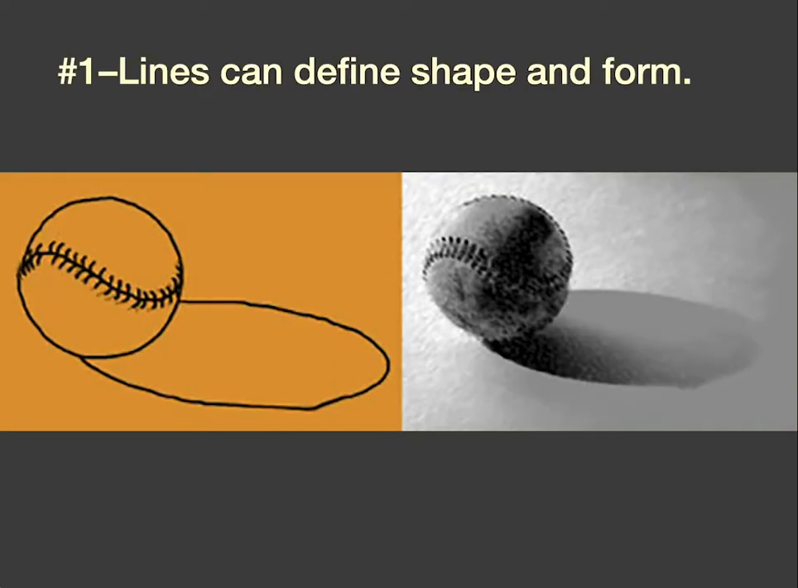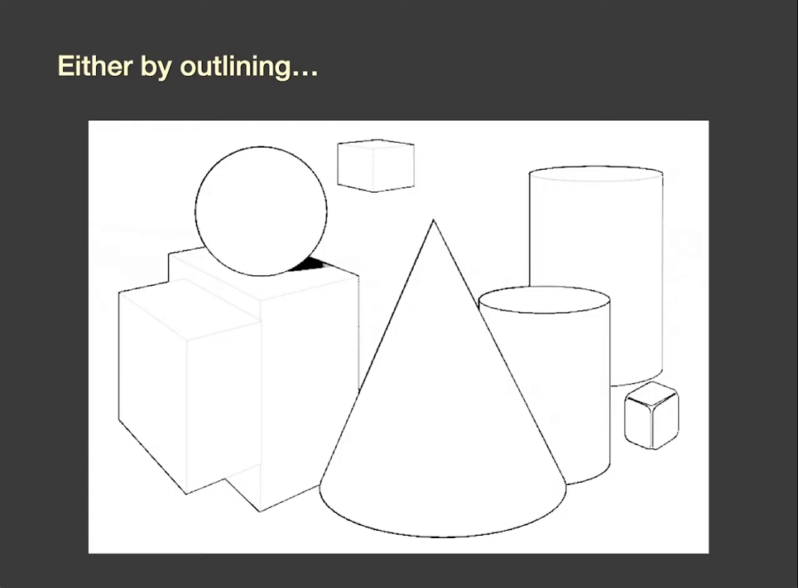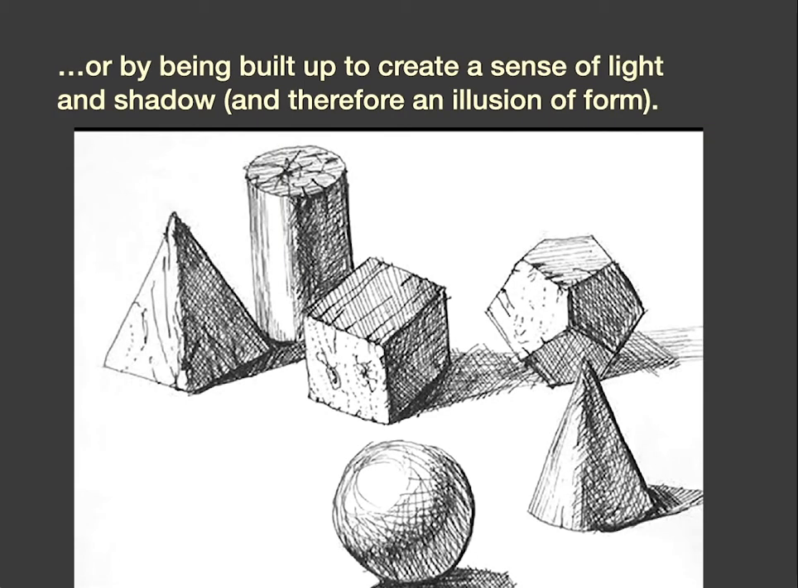First, and perhaps most obviously, lines can define shape and form. So they can create an enclosed space, either two-dimensional or three-dimensional, that sets off a shape or form from what's around it. They can do this either through an outline or contour. In other words, you draw a line around the edges of something to set it off from what's around it. Or they can do this by being built up to create a sense of light and shadow. So on this image on the screen, you see some hatching and cross-hatching lines built up to give a sense of light and dark, and therefore an illusion of form.